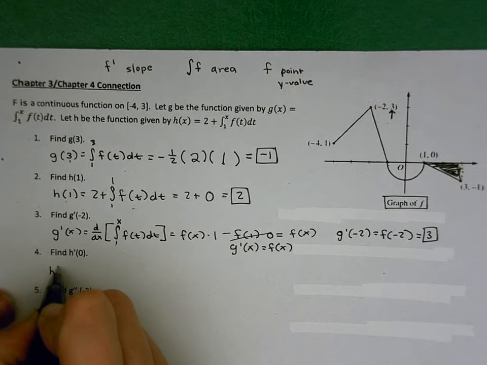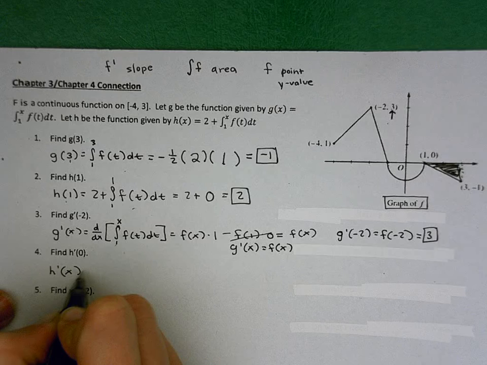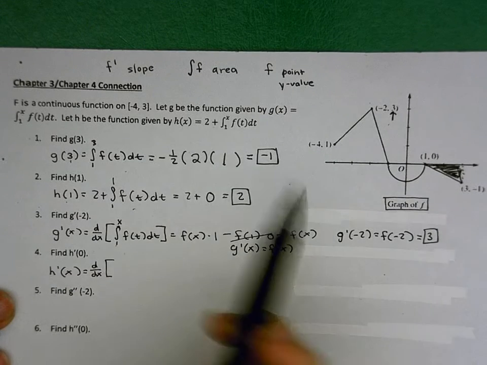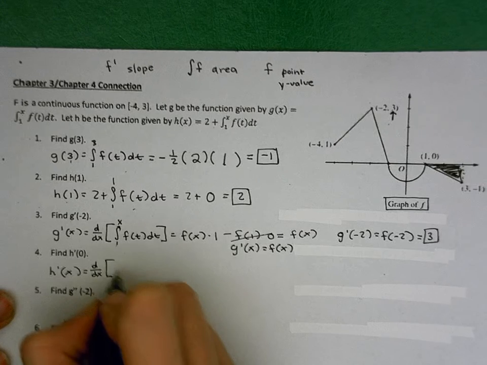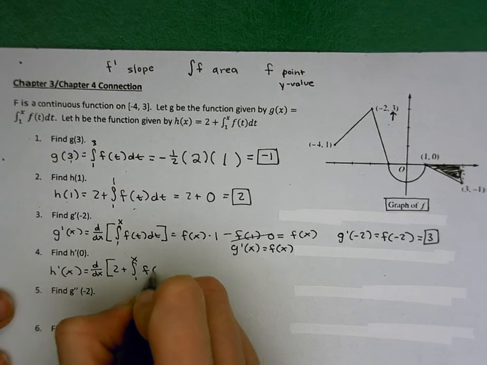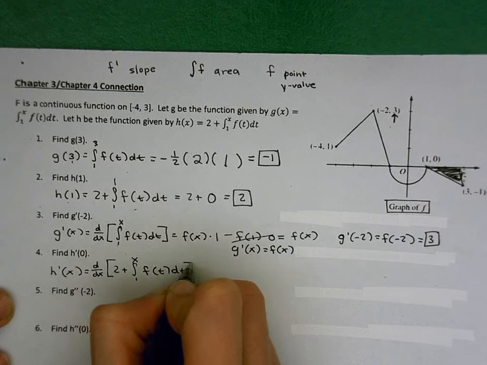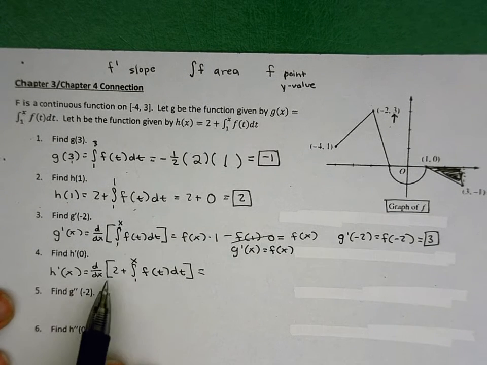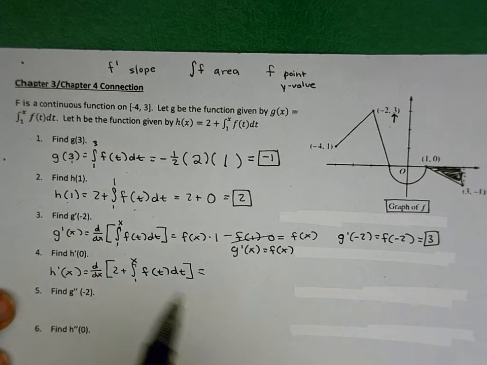Okay, h prime of 0, so we also need to find h prime of x before we can plug in 0. So we're going to take the derivative of our h of x here. 2 plus the integral from 1 to x of f of t dt. Okay, the derivative of 2 is 0.